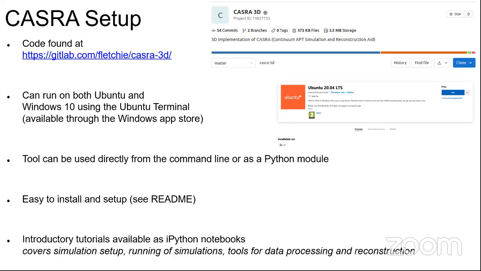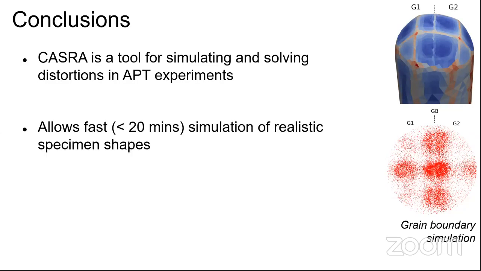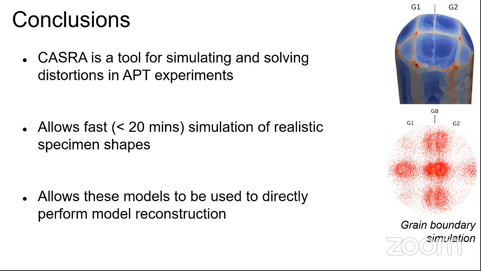Introductory tutorials are also available as IPython notebooks on the repository. These cover simulation setup, running of simulations, and tools for data processing and reconstruction. In summary, Casra is a tool for simulating and solving distortions in atom probe experiments. It allows for fast simulation of realistic specimen shapes. Another benefit of these simulations being sufficiently quick is that you can use these models to directly drive the reconstruction process. Thank you for listening.